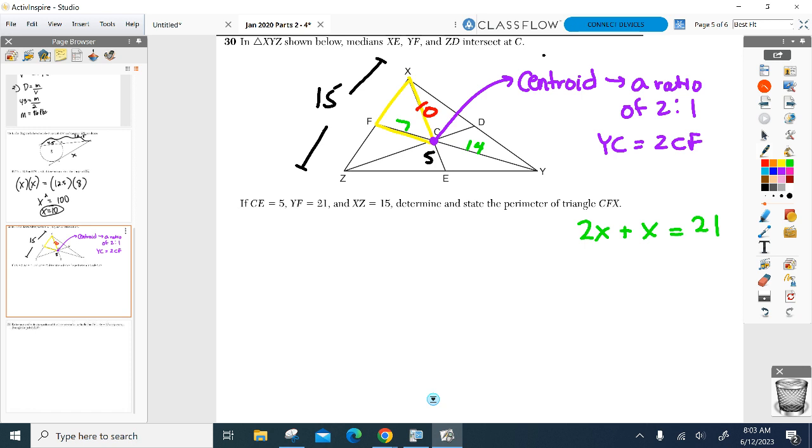What's the definition of a median, though? Starts at a vertex and goes to the opposite side's midpoint. So guess what F is? A midpoint, meaning FZ is congruent to FX, definition of a midpoint. Medians go to midpoints. So take half of 15, and we get FX to be 7.5. And now you guys can find the perimeter. Tricky one. Had to know the definition of a median and centroid on that one. So your perimeter, 7.5 plus 7 plus 10.